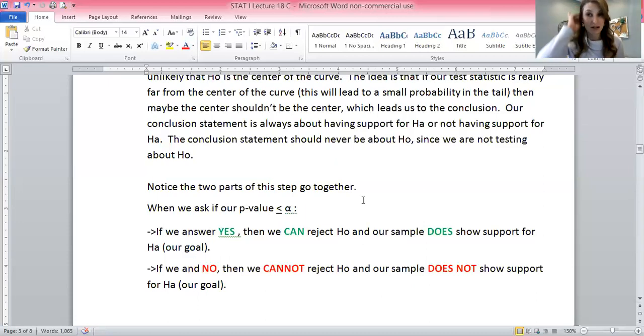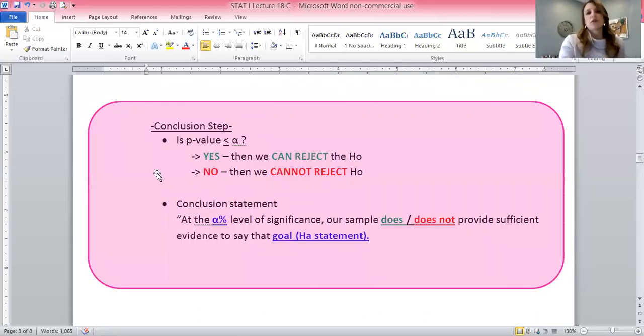We're always going to compare the p-value to alpha and wonder if it's smaller than that, right? So when I shade in that tail, if it's less than my alpha, then I'm going to say yes, can or does, or no, cannot, does not. Okay. So here's my step. Here's the two parts. So I'm going to ask myself that question, okay, and I'm going to make a statement, yes, then I can reject my null, or no, I cannot reject my null.